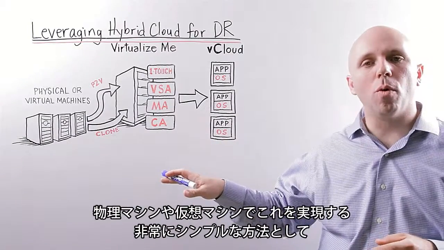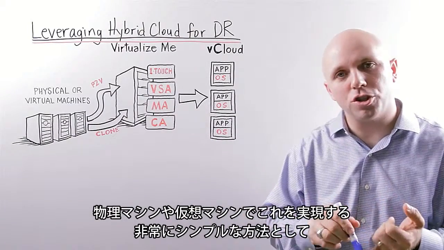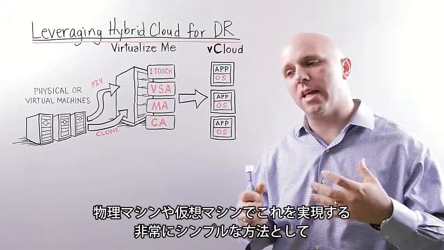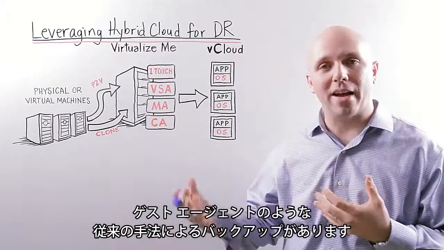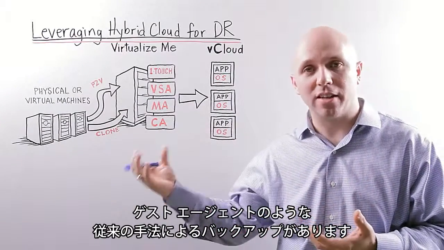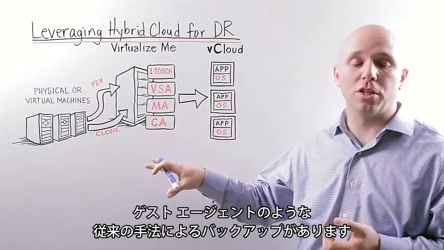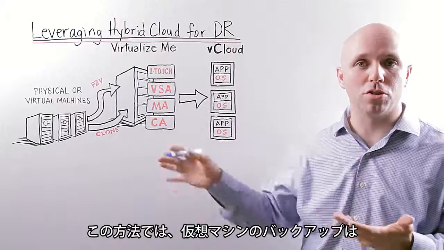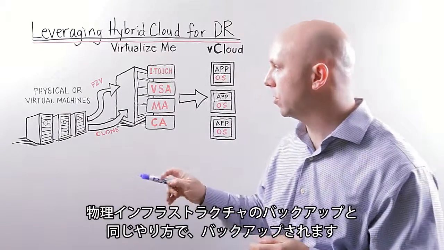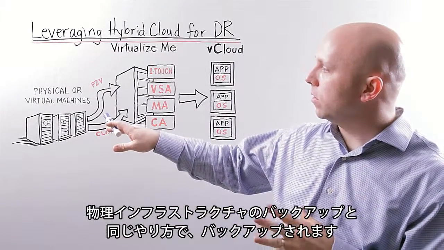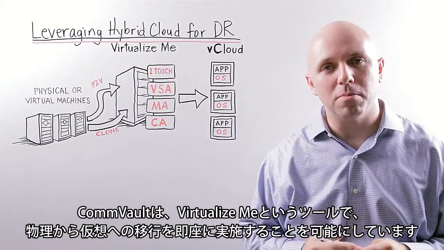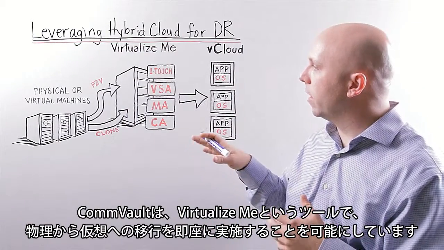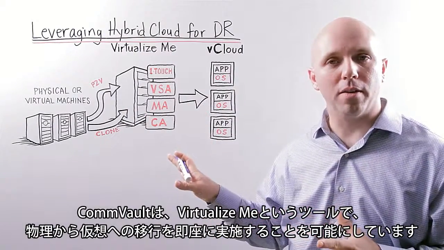One really simple way that we do that is for physical machines or for virtual machines that are being backed up using traditional methods like agent and guest. So virtual machines that are backed up similar to the way that you used to back up physical infrastructure, or that you still back up physical infrastructure. We have a tool called Virtualize Me that allows you to do on-the-fly P2V migrations.